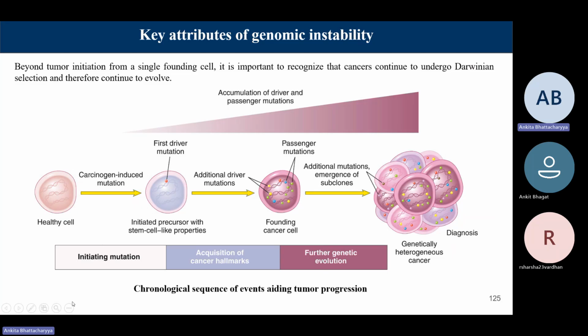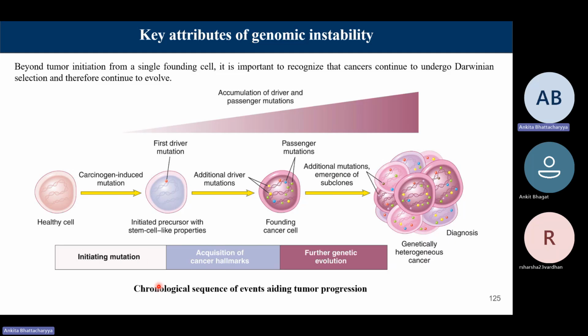Now it has undergone some sort of exposure to some sort of carcinogen. As a result, because of that exposure, the carcinogen has induced, say, mutation X. That is leading to an alteration in some part of the genome, which is rendering it as the first driver mutation that the cell is tolerating. Now that initiates some precursor with some stem cell-like properties.